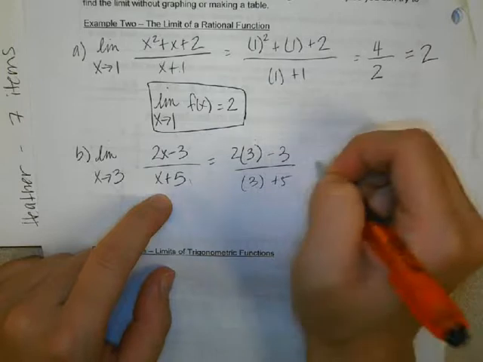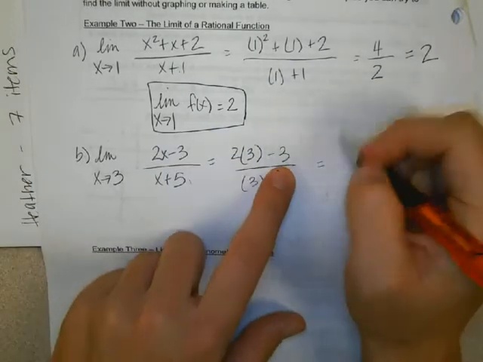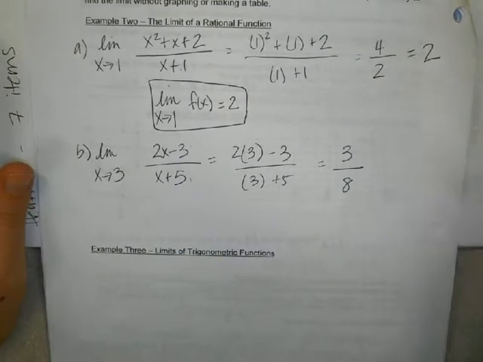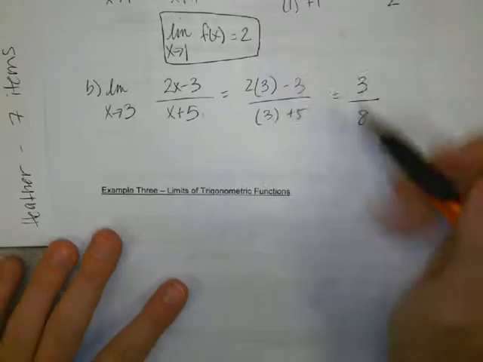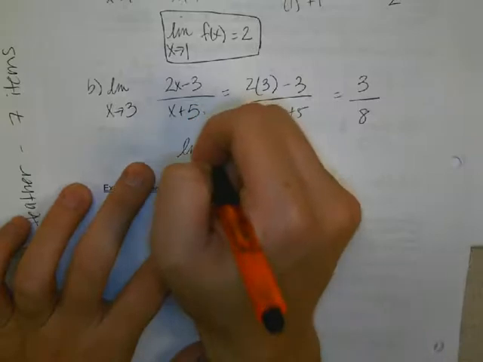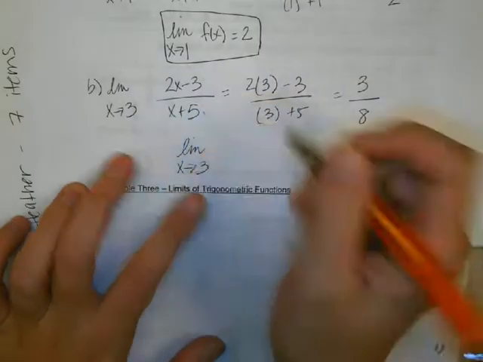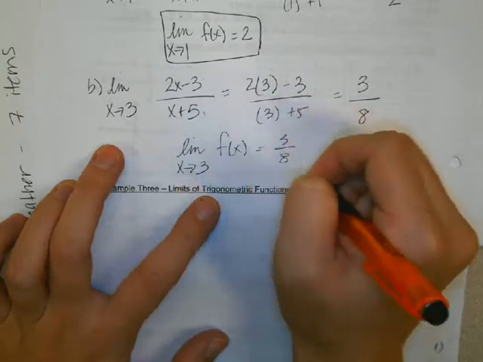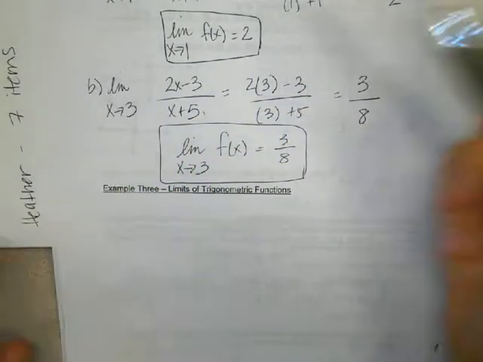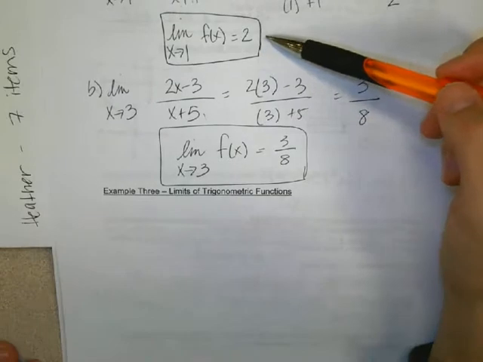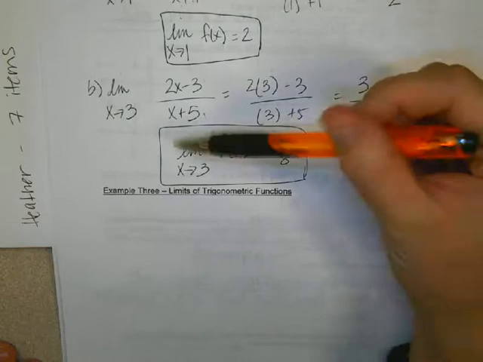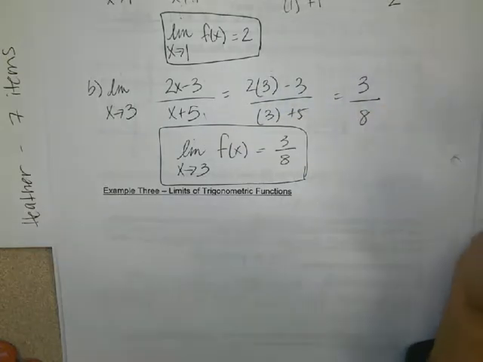On the top I get 6 minus 3, which is 3. On the bottom I get 8. Again, I don't get 0 over 0, and the denominator doesn't equal 0, so I'm done finding my limit. All right, my limit statement: the limit as x approaches 3 of my function is 3/8. Now, I could do a table or a graph and probably figure out that the limit up here is 2 and the limit here is 3/8. But this is actually much quicker than doing that. So it's nice to have some algebraic methods in order to solve some of these.